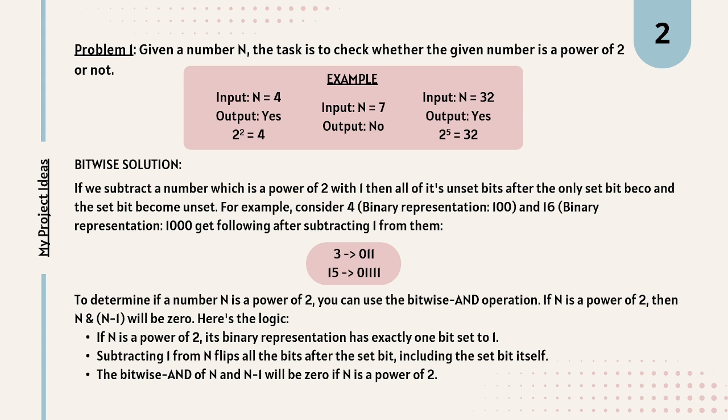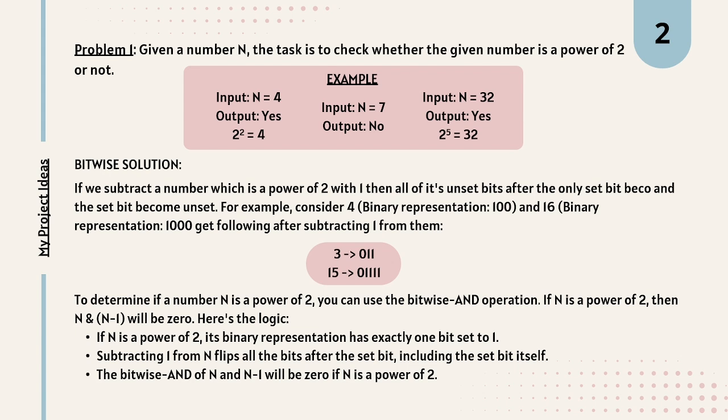If you subtract 1 from them, what do you get? Subtracting 1 from 4 gives you 011, that's 3. And subtracting 1 from 10000 gives you 01111, that's 15. So how do you determine if a number is a power of 2 or not? You can use the bitwise AND operation. If n is a power of 2, then n bitwise AND n minus 1 will be 0. So the AND of 4 and 3, if it gives 0, then the number n is a power of 2.